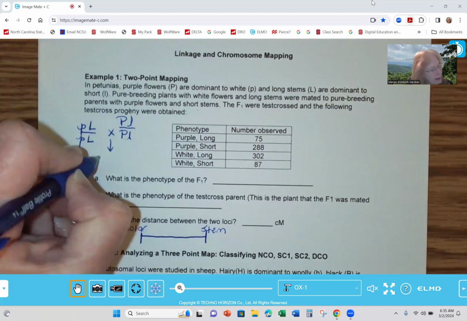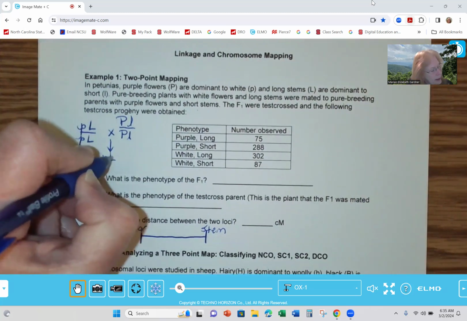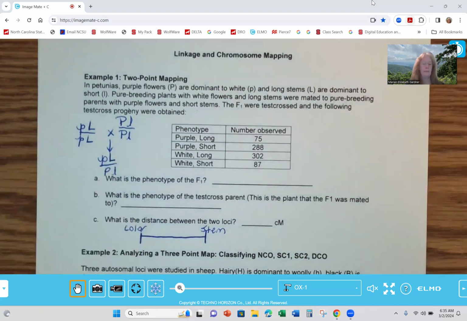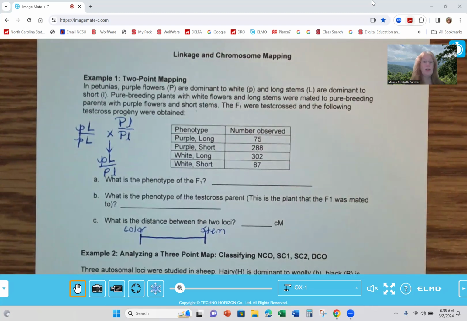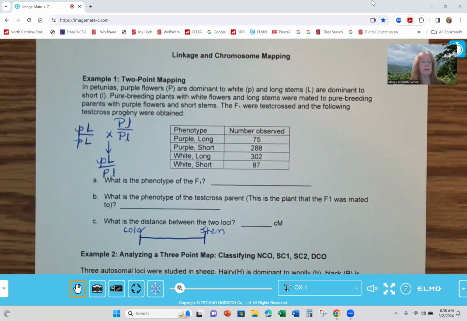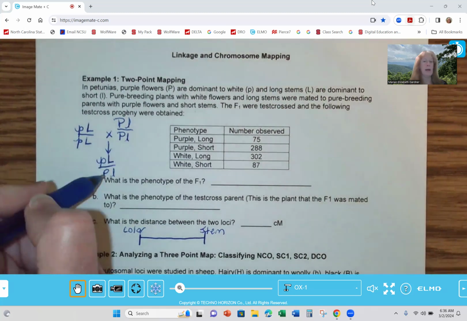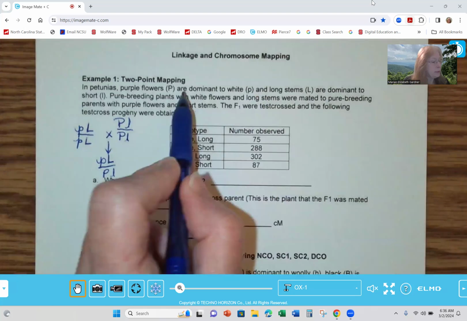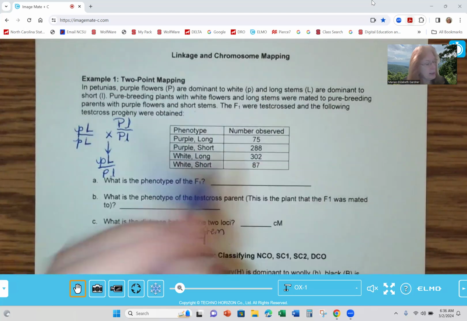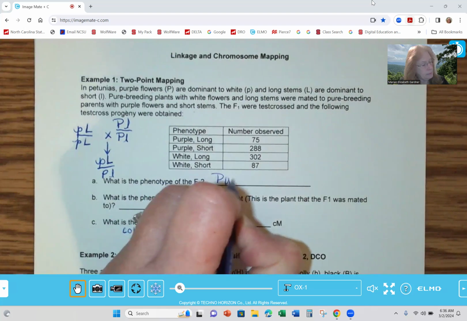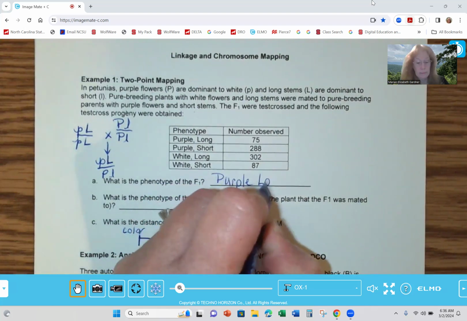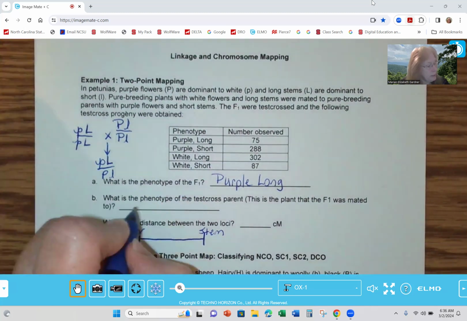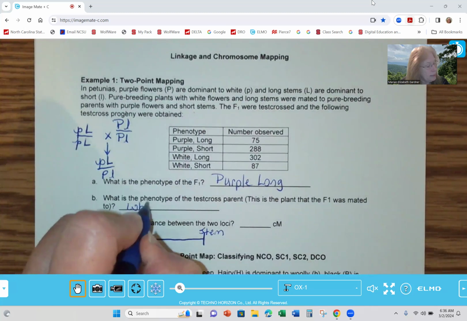Our F1 get one chromosome from each parent. And then those F1 are test crossed by mating them to the homozygous recessive. So this is our genotype of the F1. The phenotype will be the two dominant traits. So up here, purple are dominant and long stem are dominant. The phenotype of the test cross parent is going to be the recessive trait, so white and short.